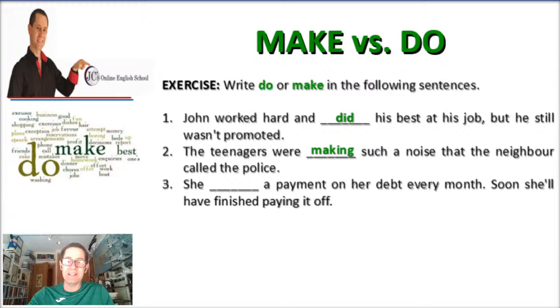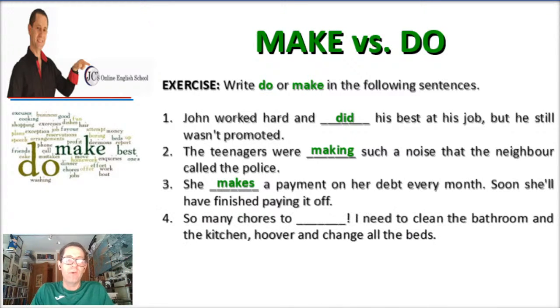Okay, so Junice is thinking she makes a payment. She makes because in the present it says every month. So she makes, third person. To make a payment, to make a noise, to do your best. Remember these three so far. Okay, number 4.